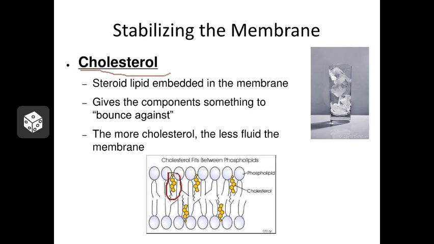And if you look really closely at one of these yellow molecules, you'll notice that 1, 2, 3, 4 little rings and a long tail attached. That's the classic shape for a steroid lipid. Cholesterol is manufactured by your liver for two reasons. One is to help stabilize this membrane, which I'll discuss in a moment. And two, cholesterol can be used to make other important molecules such as testosterone, estrogen, and other related hormones.